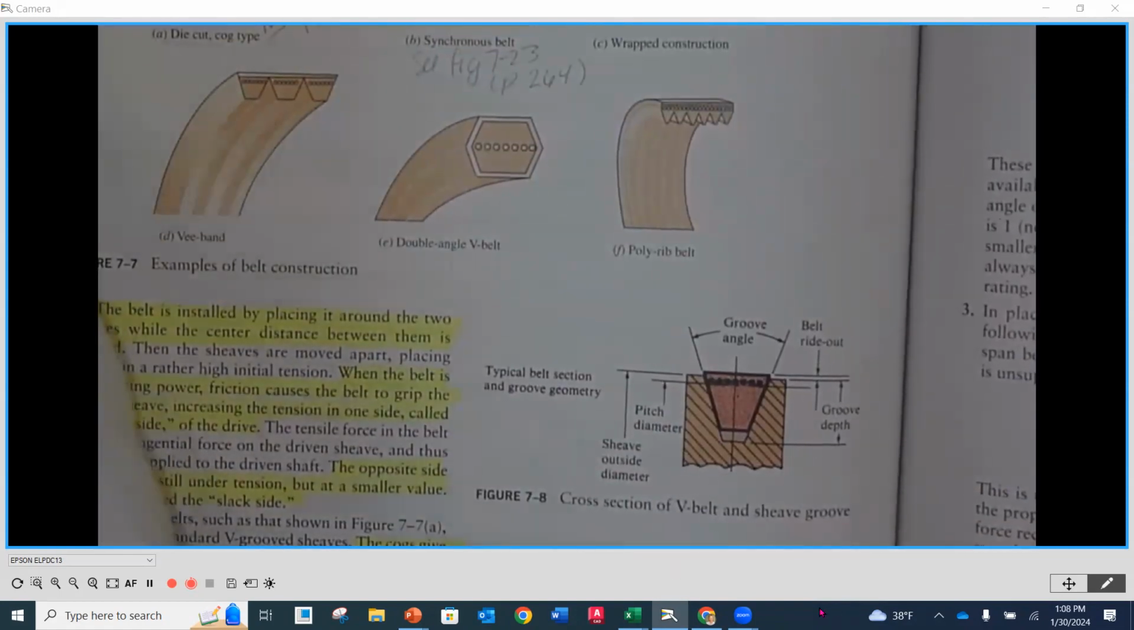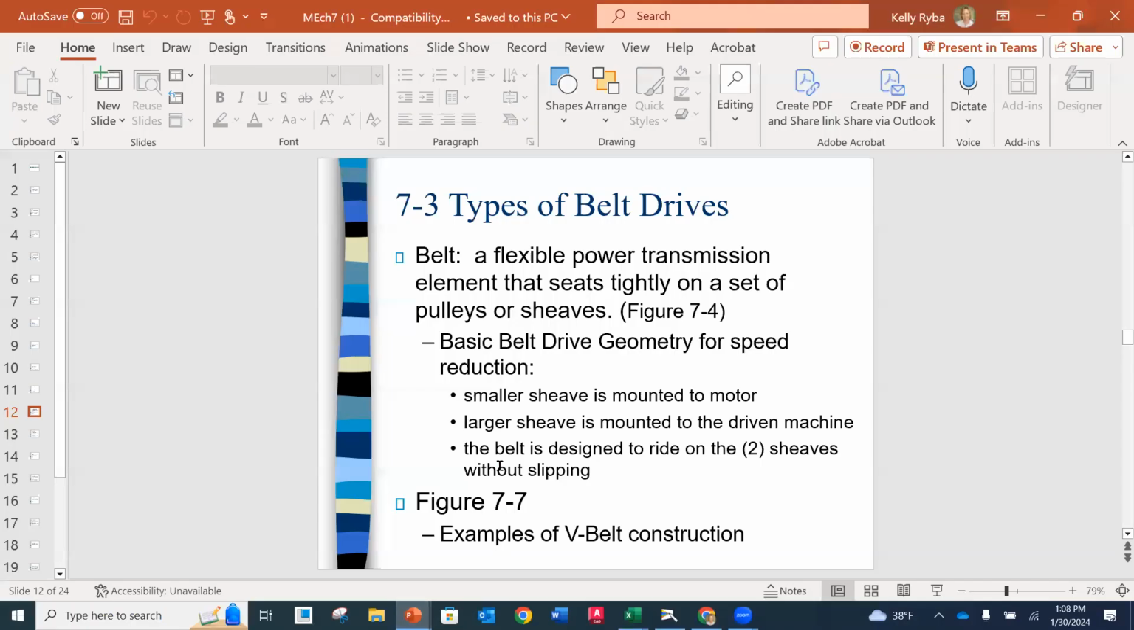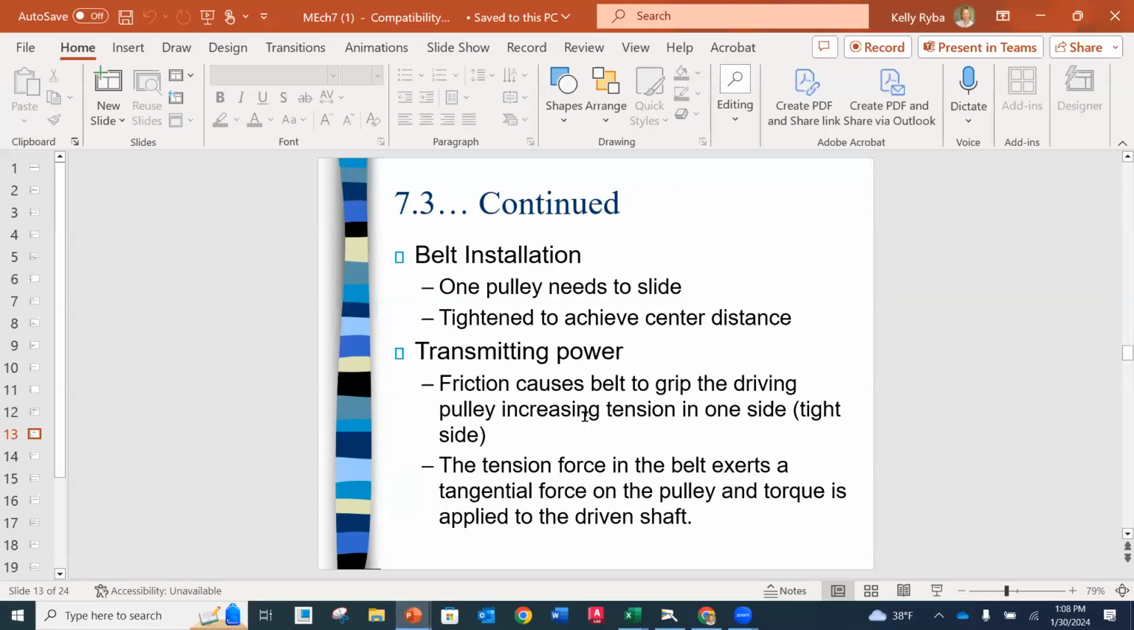Let's get back to our PowerPoint, make sure we don't miss anything. I'm excited to do our example. It's going to be the best part. Okay, let's look at belt installation. What this is, one of the pulleys has to move in order to get the belt over the top and engaged.